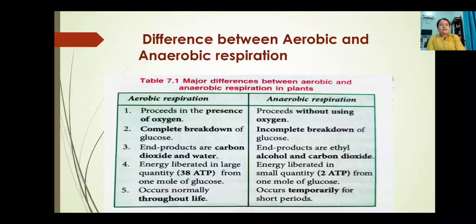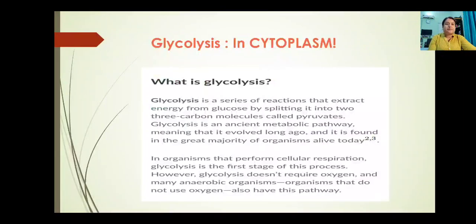Now it occurs normally throughout the life. In all living cells, aerobic respiration takes place throughout the life, whereas anaerobic respiration takes place for a very short period of time, temporarily takes place for short periods, okay. So these are the differences between aerobic and anaerobic respiration in plants.